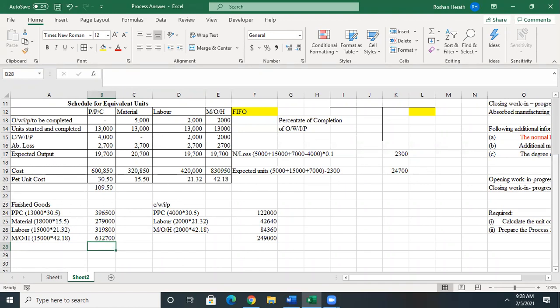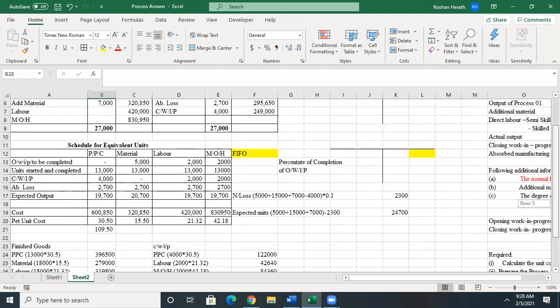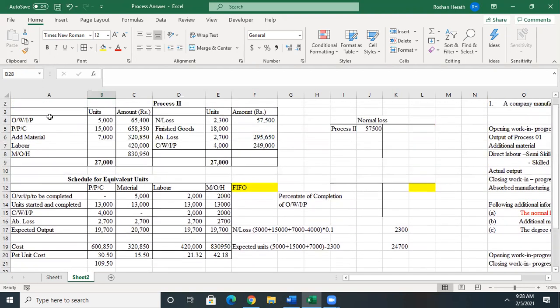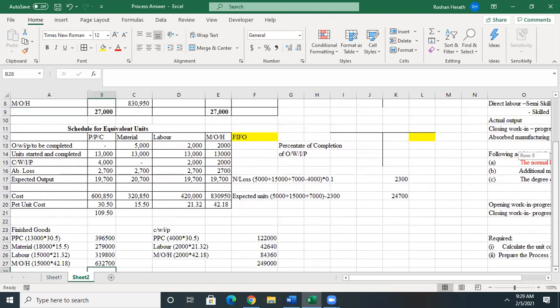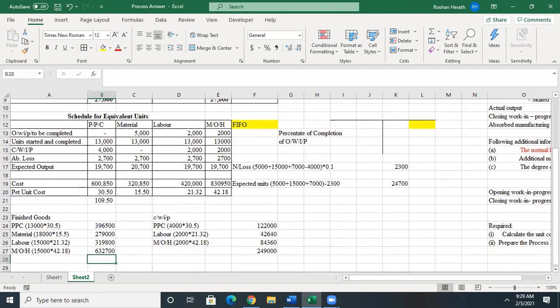But apart from that, there was something that was completed at the beginning of the period. When it comes to this output, something was completed, so that must be taken. That cost must be straight away added.